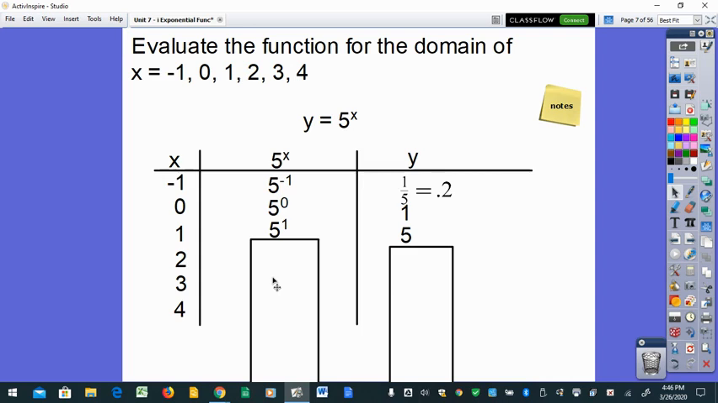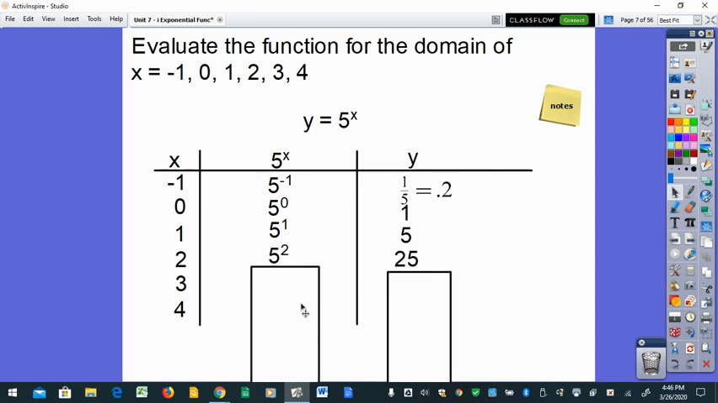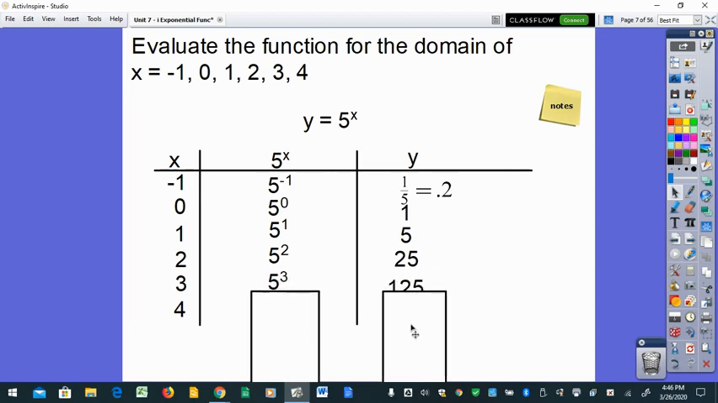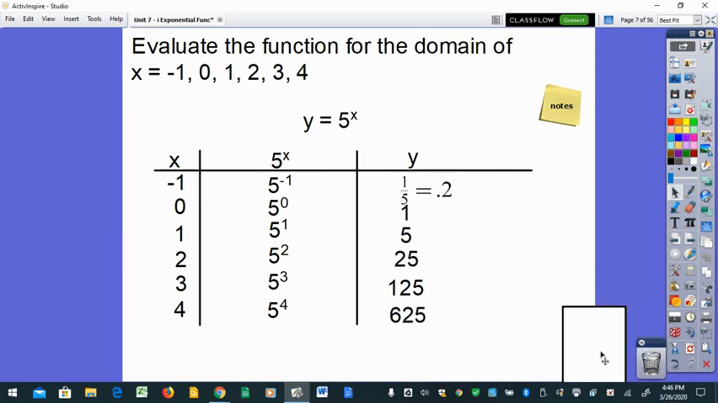And then it kind of gets easier from here. 5 squared would be 25. 5 to the third would be 125. And here's where you're going to see it start taking off. 5 to the fourth would be 625. And if I wanted to graph this exponential, I now have coordinates where -1, 0.2, 0, 1, 1, 5, 2, 25, and so forth. And I could graph that exponential.